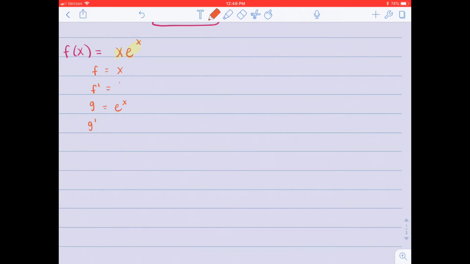And the derivative of x is just 1, and the derivative of e to the x is just e to the x. So then when I go to plug in my product rule, which is f prime g plus fg prime, I just have 1 times g plus fg prime. And I've now found the final derivative.